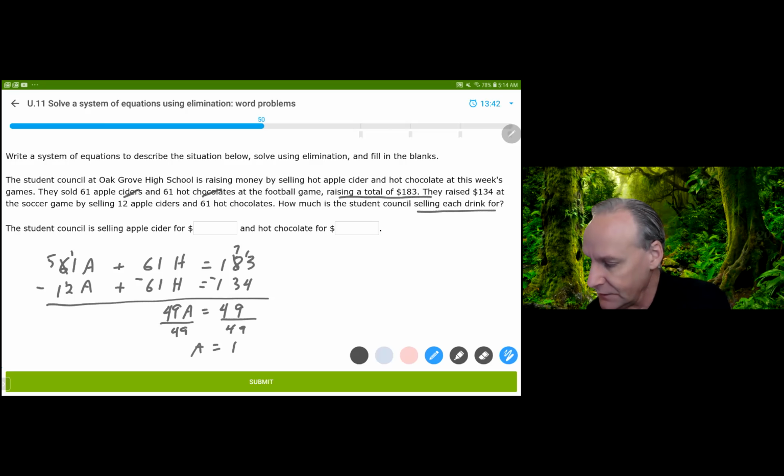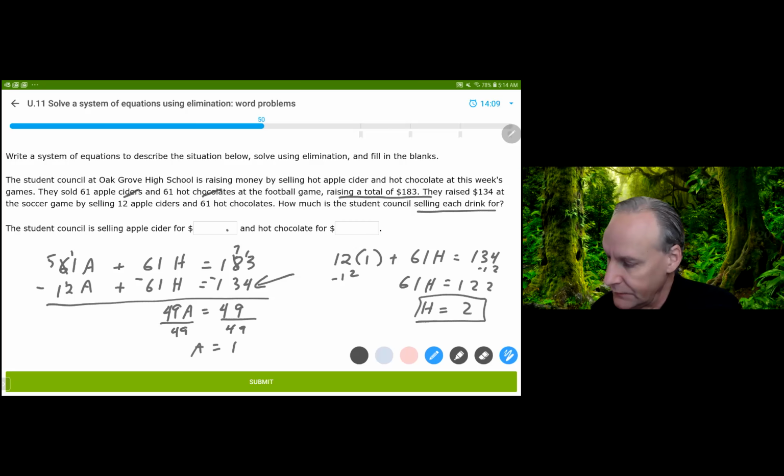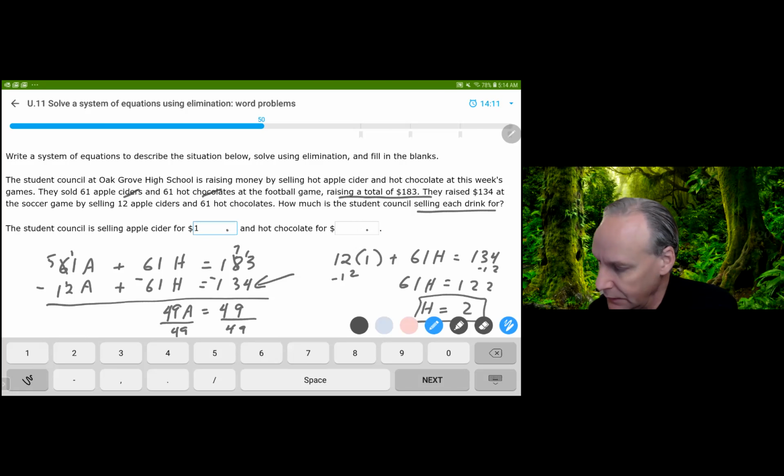And the hot chocolate, we're going to have to substitute the A in. I'm going to put it into the second equation. So 12 times the $1 plus the 61H gives us the 134, and we're going to subtract the 12. Subtracting 12 from both sides gives us 122, and H is equal to 2. So the hot chocolates are selling for 2. So 1 for the apple cider and 2 for the hot chocolate.